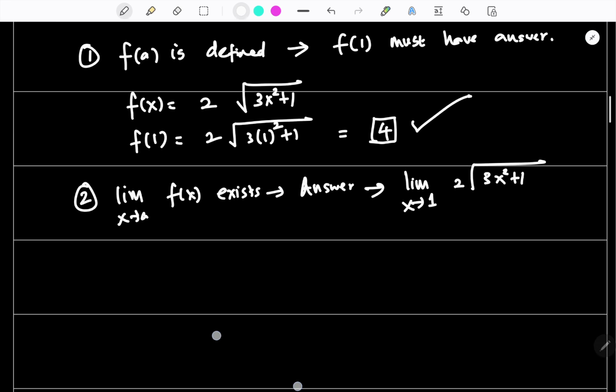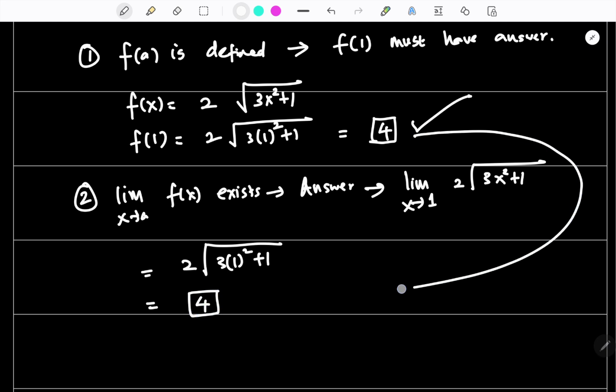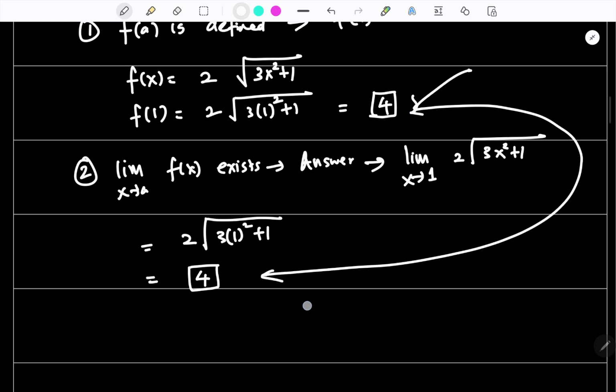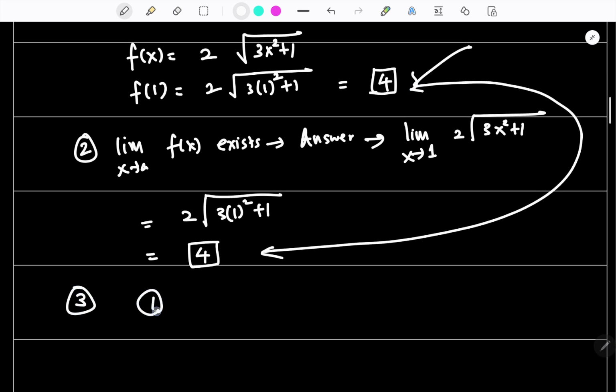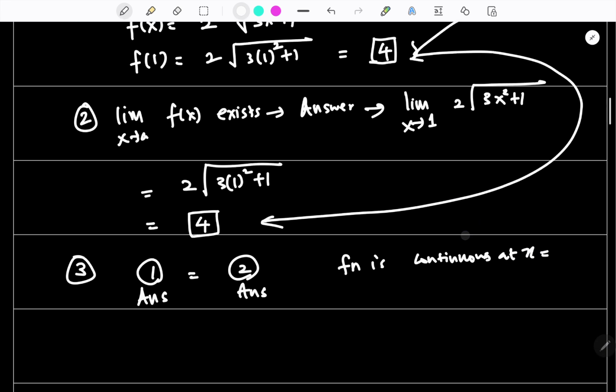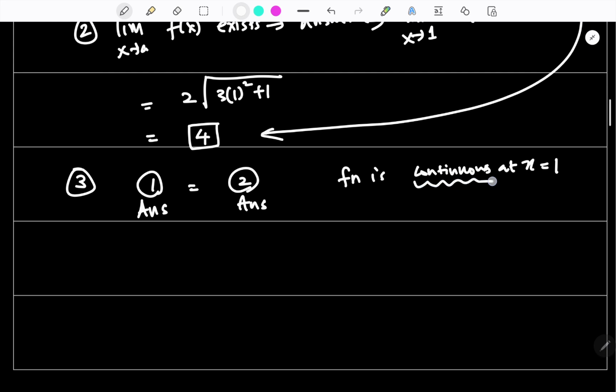So let me put the values. This is equal to 2 times square root of 3 times 1 square plus 1. So this is equal to 2 times square root of 3 plus 1, okay, it's 2 times square root of 4, right? So now check your first answer and second answer. Is it same? Yes. So if the step number 1 answer is equal to step number 2 answer, then we can say that function is continuous at x is equal to a. That a is 1. Clear everybody?